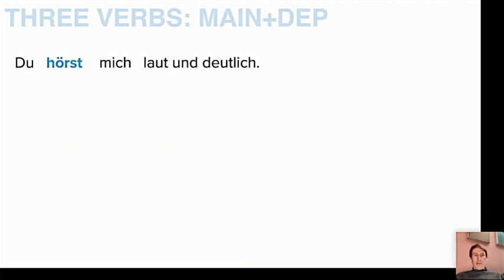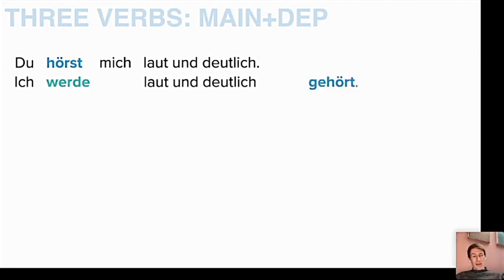So, du hörst mich laut und deutlich. I developed this. So, of course, there's only one verb here, hörst. Let's add another verb, for example, werde. Ich werde laut und deutlich gehört. This is the passive. I am being heard loud and clearly.